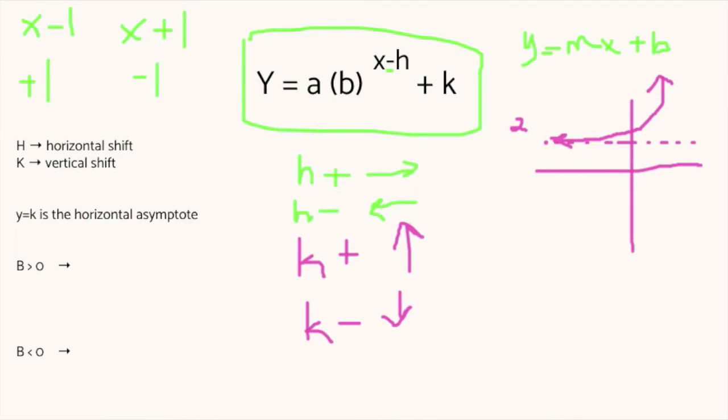The next thing you need to keep in mind is the a right here. A is going to show whether it's going to be reflected over the x-axis, stretched, or compressed. If a is less than 0, you're going to reflect the graph over the x-axis. What this means is if you have a graph like this, and a is a negative number, you're going to just mirror it along the x-axis.